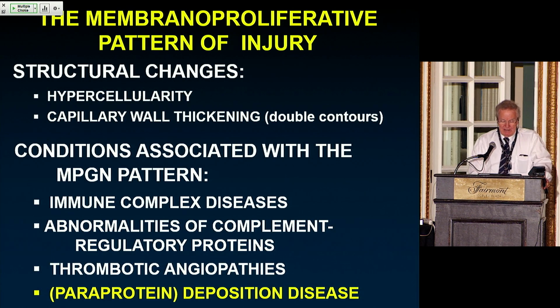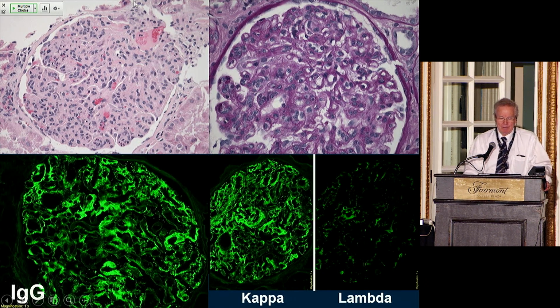Paraprotein deposition diseases can deposit in the subendothelium, disturb the endothelium, and therefore cause a membranoproliferative pattern of injury. This is much more frequent than you think. This condition is probably almost as frequent as an immune complex membranoproliferative pattern of injury, at least in our experience. And here you have an example. Massive hypercellularity of the glomerulus by H&E. Every capillary is occluded by mononuclear cells. Double contours, if you look carefully here, along the basement membranes.